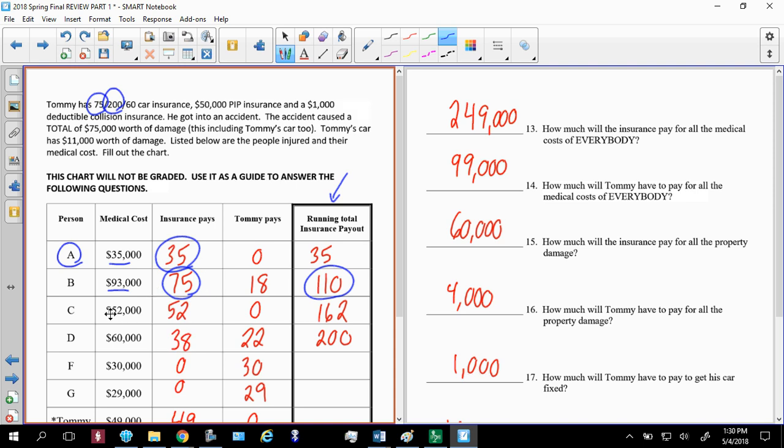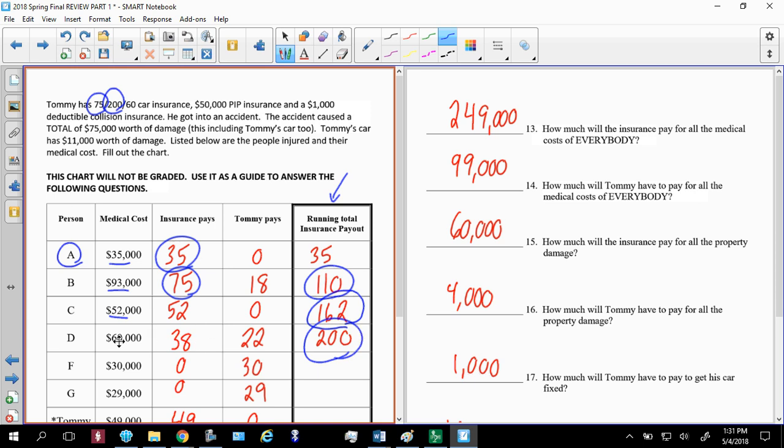Now look at C. C needed $52,000 in medical bills. That's below 75,000, so insurance is going to pay all of that. So when you add this up, notice the insurance has paid so far 162. Well, the magic number is 200,000. So that means the insurance goes, hey, I'm only going to pay 38,000 more, and then after that, Tommy, you're going to pay, because the difference between 162 and 200 is 38,000.